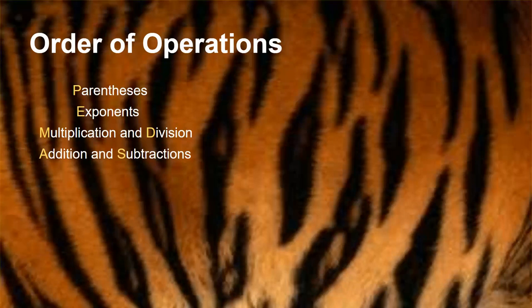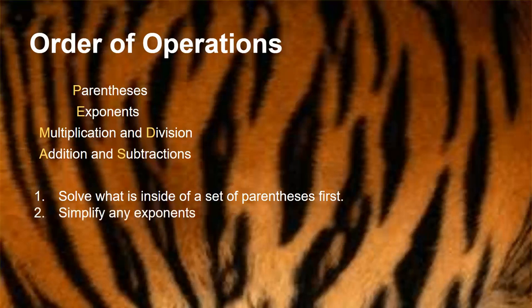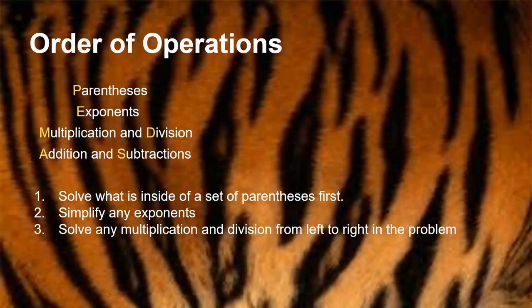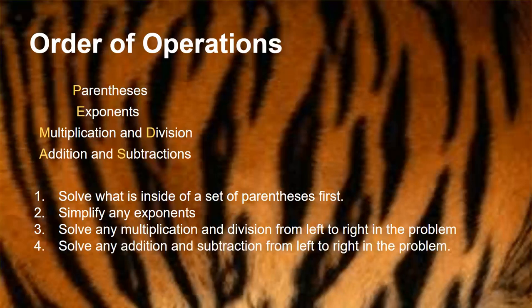subtraction. Now, what you should do is solve whatever's inside the parentheses first, following order of operations, then simplify any exponents, then solve any multiplication and division in that order from left to right, but you can switch them around. So if you're doing multiplication and division at the same time, just go from left to right and do them all at the same time. Same with addition and subtraction. We'll get into the examples and we'll talk about that more.